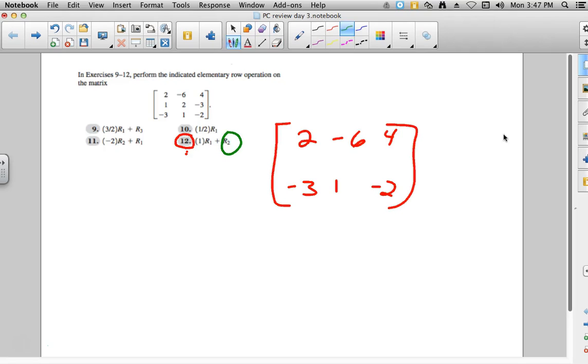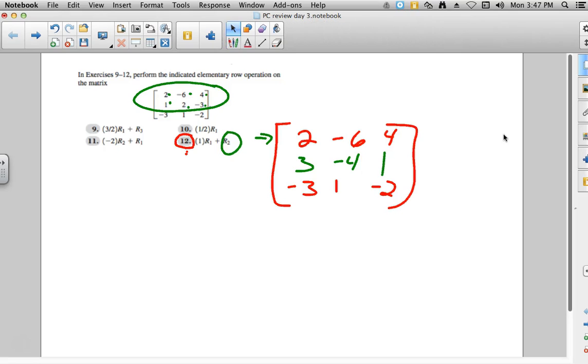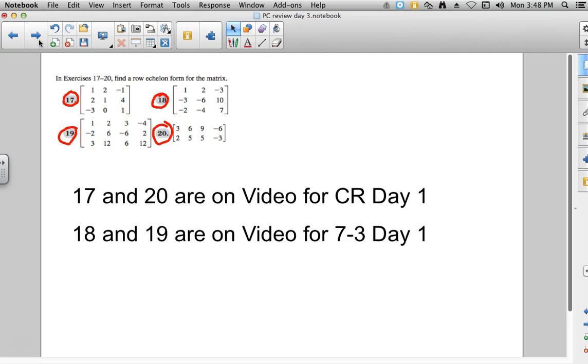So now what we have to do is go back to what we know and say, all right, well, if I take 1 times row 1, I'm just going to get row 1. That's not changing row 1. But I have to add that to row 2, and I'm going to replace row 2 with that. So 2 plus 1 is 3, and negative 6 plus 2 is negative 4, and 4 plus negative 3 is 1. And that was all you had to do for that one. This is just understanding of basic row operations.